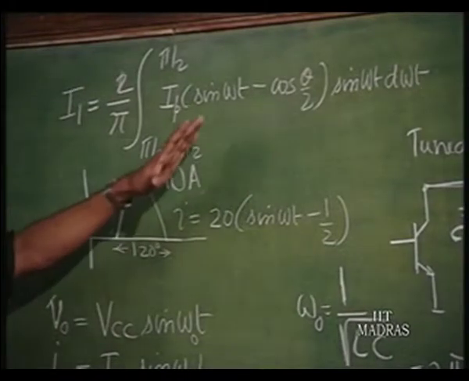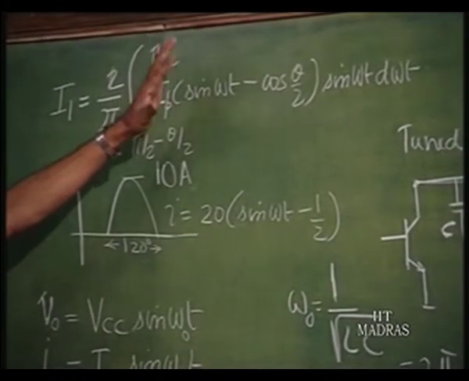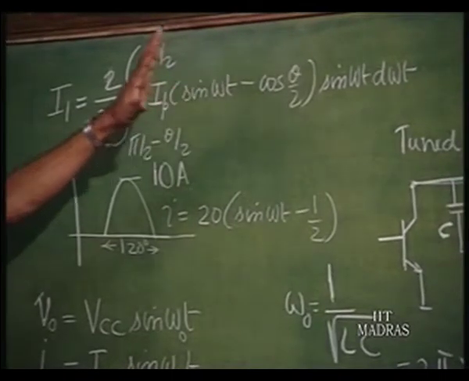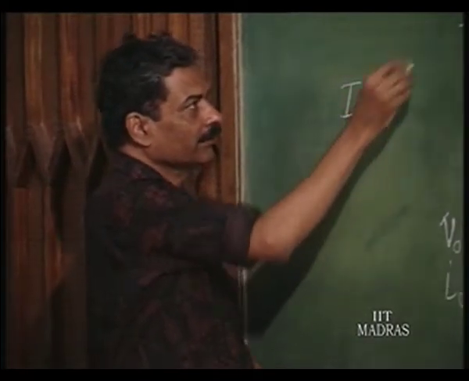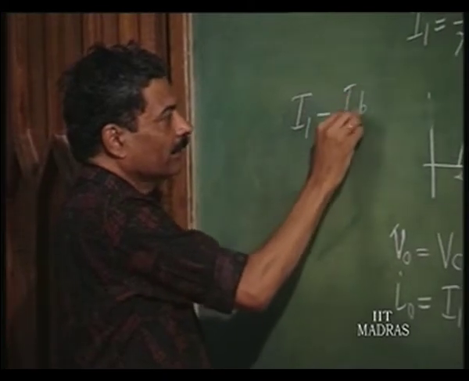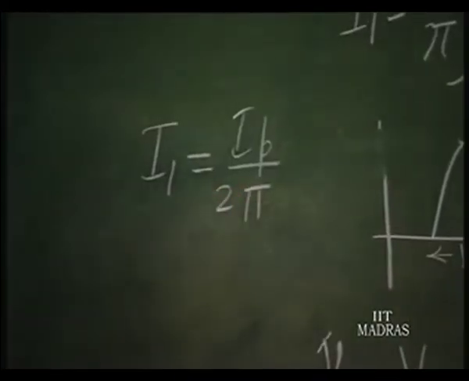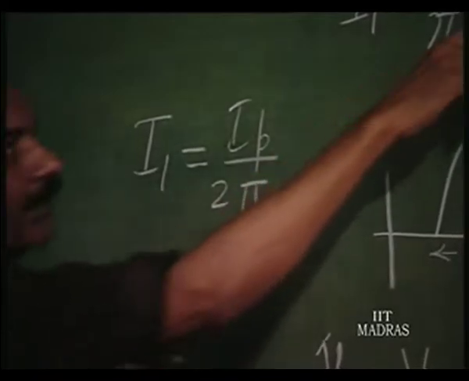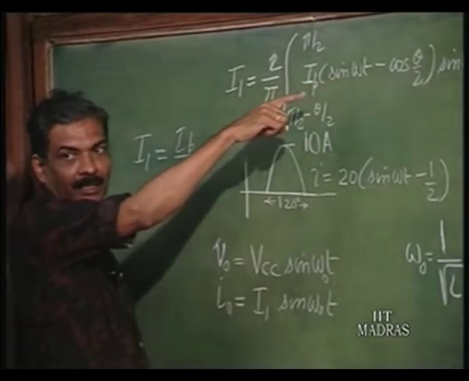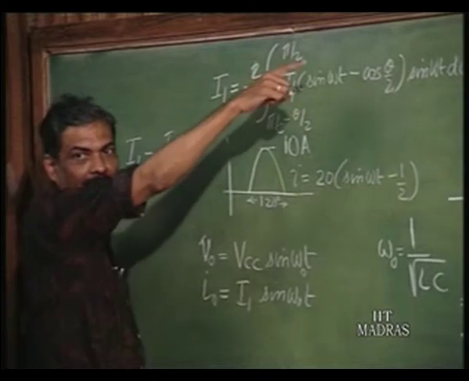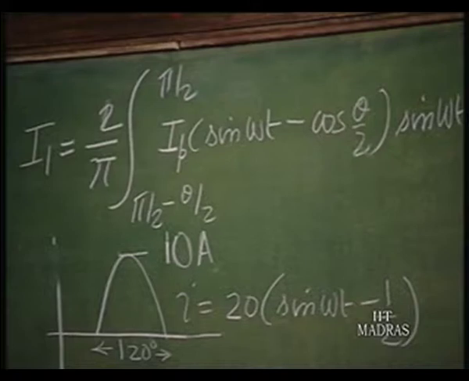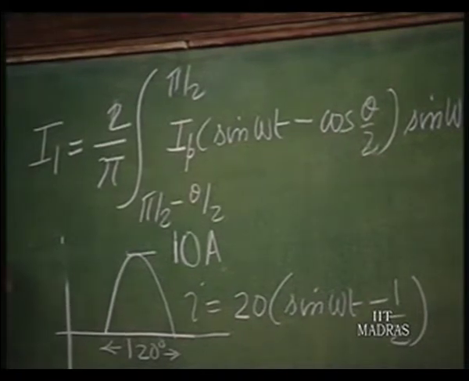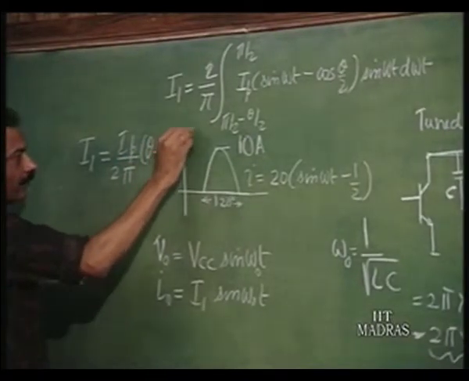This integral we had already had opportunity to solve, because a similar integral came in deriving Pd also, and the value of the integral becomes IP divided by 2 pi, because this integral will result in theta by 4 minus sin theta by 4, and that 4 will get cancelled with this 2 as 2 here: IP by 2 pi into theta minus sin theta.